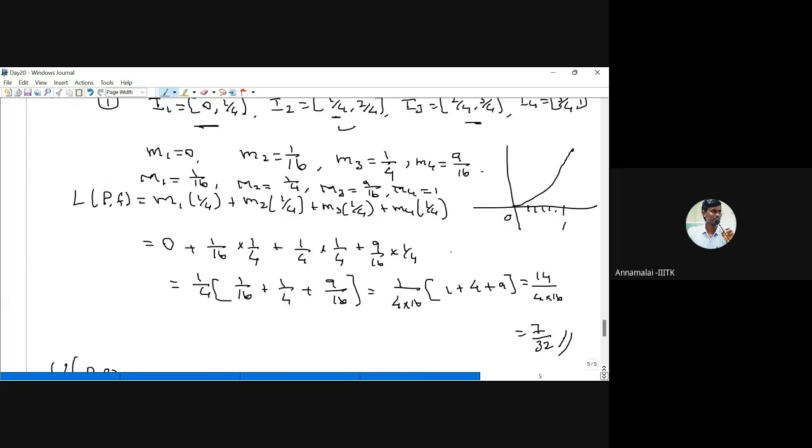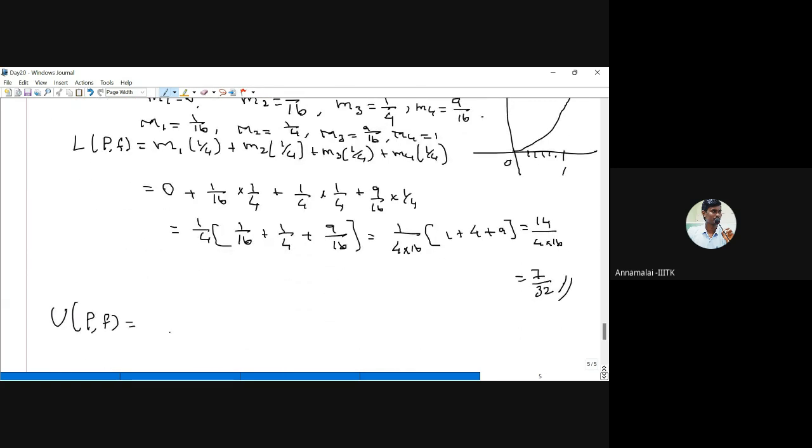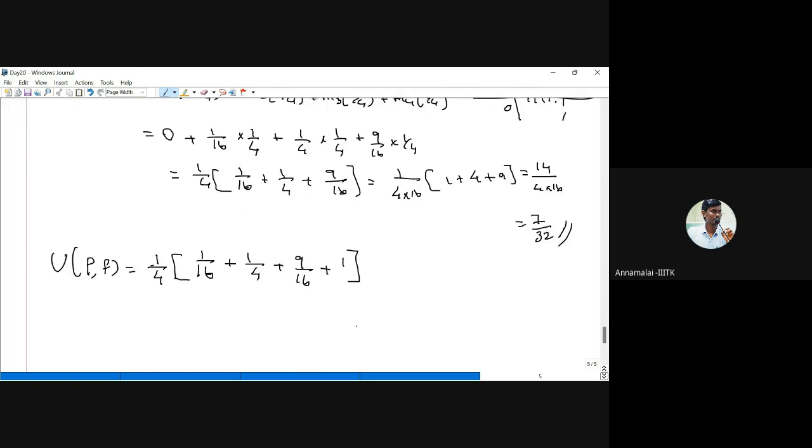So the length is always 1 by 4. Therefore, 1 by 4 times 1 by 16. You can take 1 by 4 outside because all the subinterval lengths are 1 by 4. Therefore, 1 by 16 plus 1 by 4, M2, plus M3, which is 9 by 16, plus 1. Now you have to simplify. So you can take 16 outside. Therefore, 1 by 4 into 16 times 1 plus 4 plus 9 plus 16.